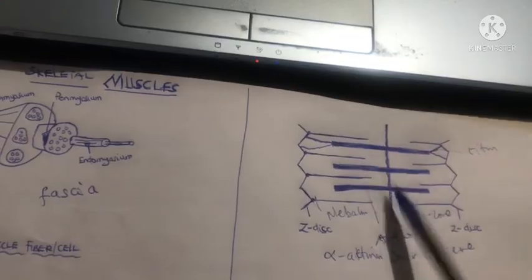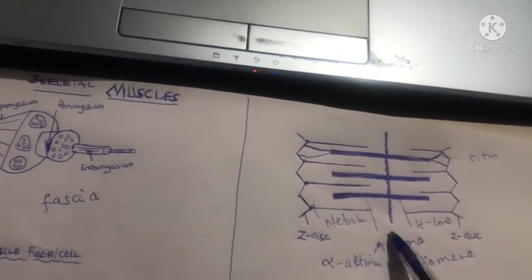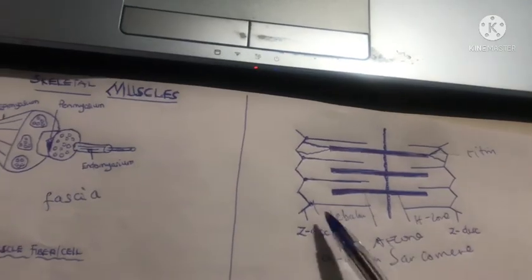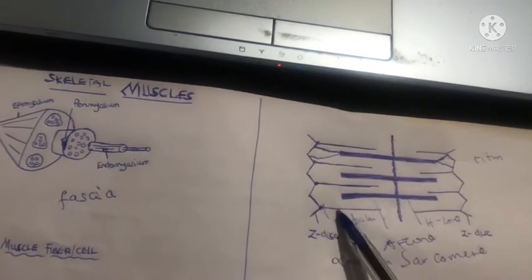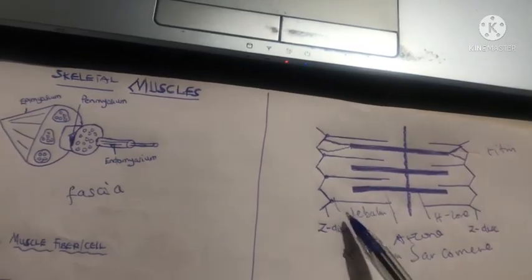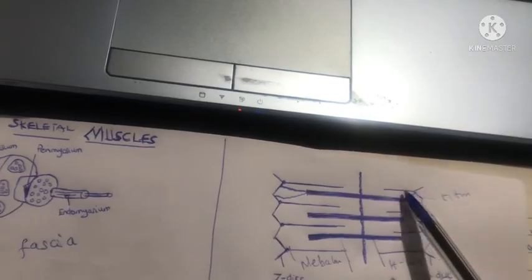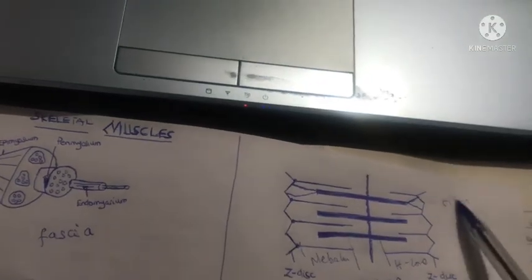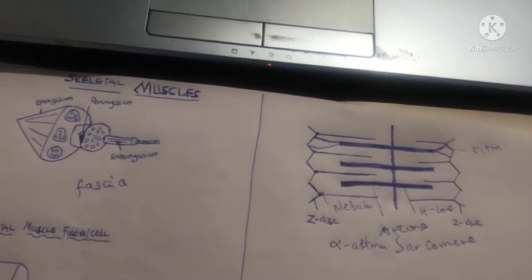The A zone. And the M line is made up of the protein we call myomesin and what? C proteins. The Z disc is also made up of a protein we call alpha actinin. The thin filament is connected to the Z disc by a protein we call nebulin. The thick filament is connected to the what? The Z disc, and also the M line, by a protein we call titin, which is an elastic protein or elastic element. The nebulin too is an elastic element. You understand? So that's it.